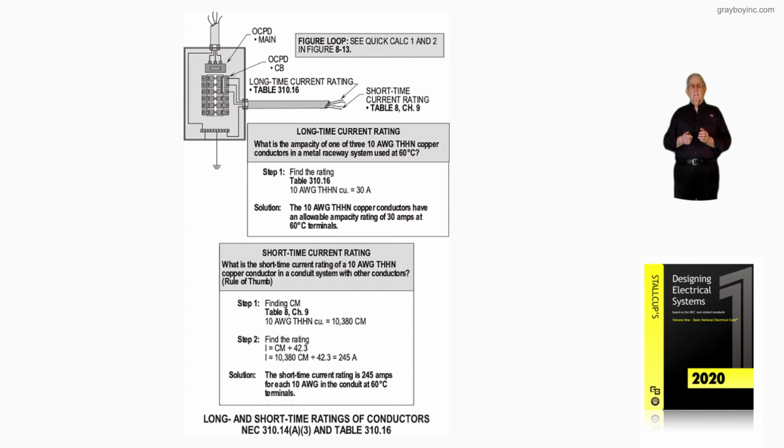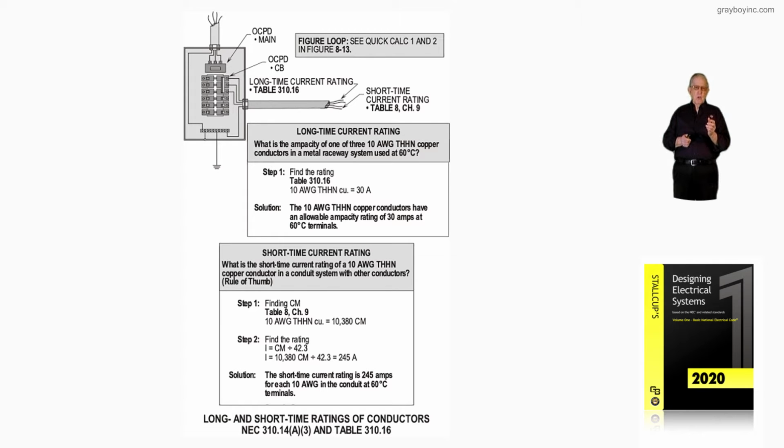Now let's look at the NEC loop, for calculations in figure 8-12 and design tips on the left-hand side of page 8-8 review. Now let's review then the quick calc for the short time current rating of a number 12. It's to the left of the illustration.